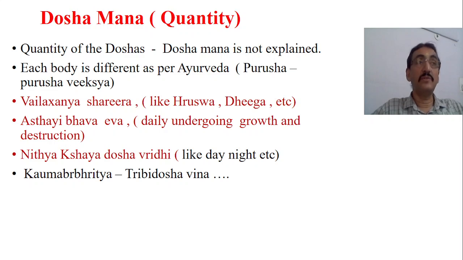Purusham Purusham Viksha, it is told that the amount of the vata dosha which is present in my body may not be there in the same amount in your body. Similarly with the pitta and kapha. So giving the exact mana of the dosha is quite difficult. It depends upon your ahara vihara etc. So you cannot say blood is 5 to 6 liters in the body. This is possible in contemporary science, but it is not possible in Ayurveda.